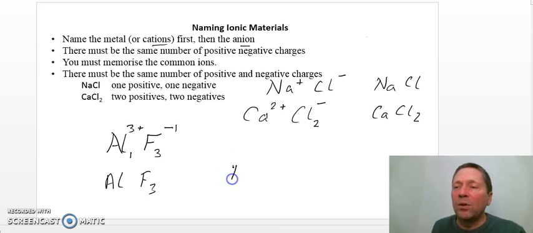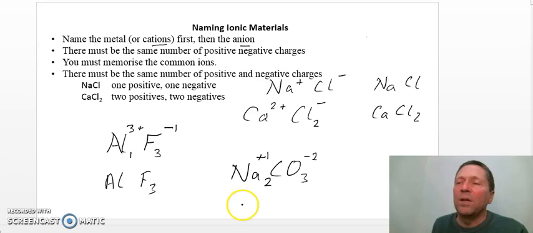I'll do one more. What about sodium carbonate? Sodium is a +1, and carbonate is -2. So what I'm going to do is take this 2 and put it here. And I'm going to take this +1 and put it here, except I don't need to put anything there.